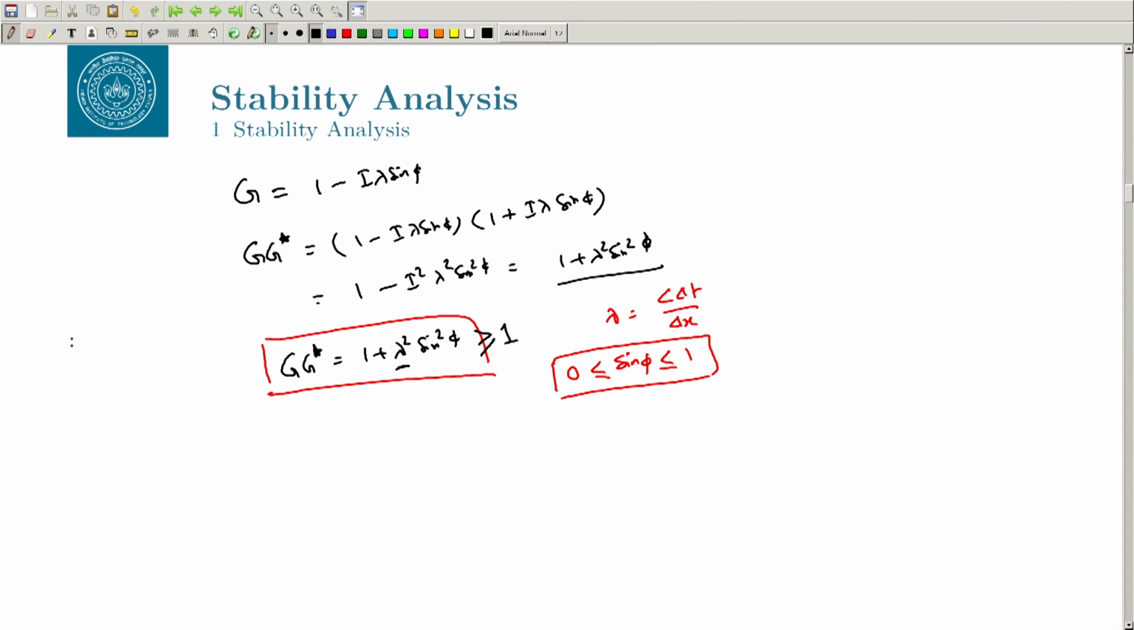And this is lambda square; it does not matter if c is positive or negative, lambda square is always positive. So, my FTCS for convection is what? Unconditionally unstable.